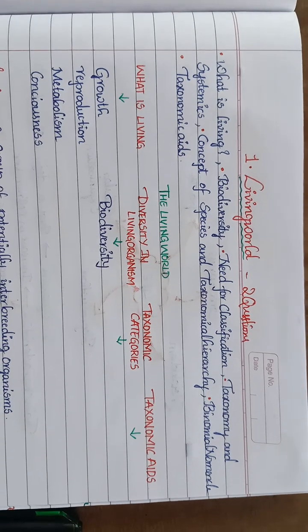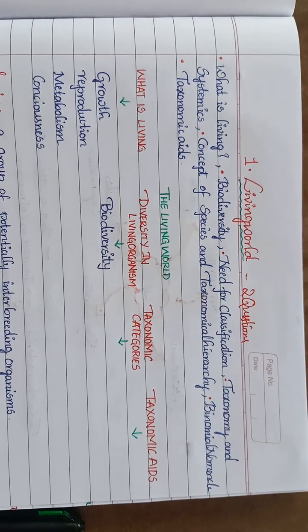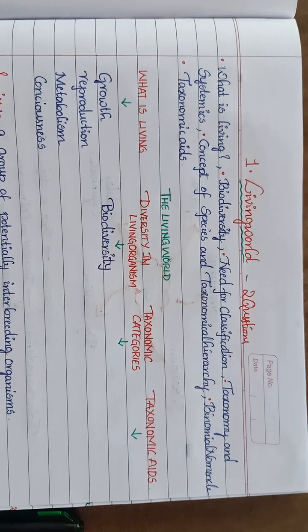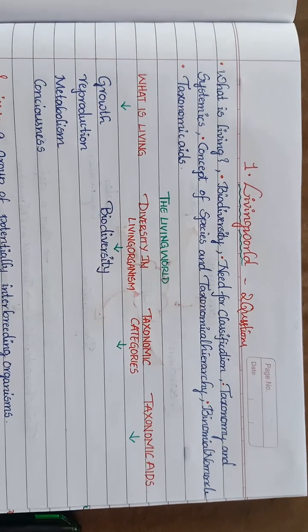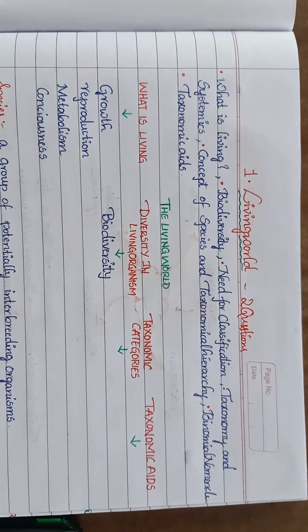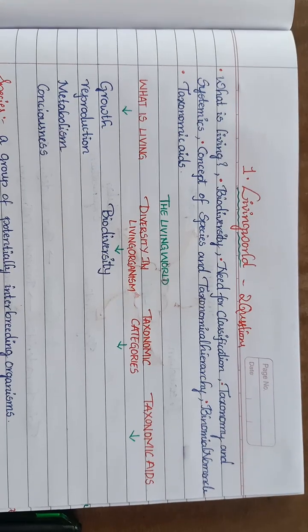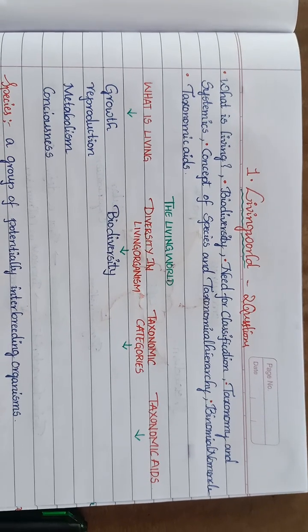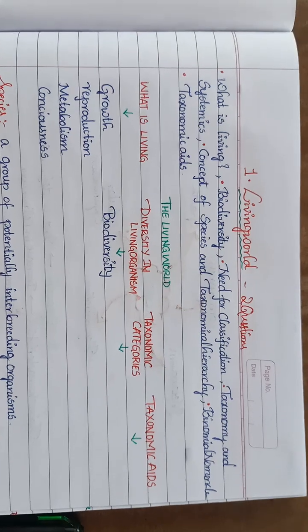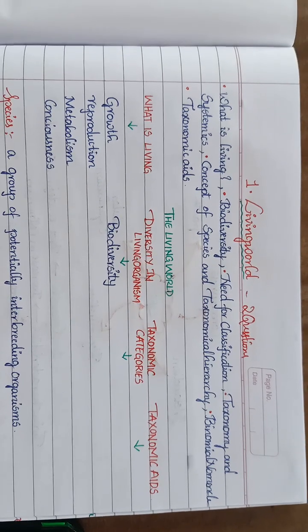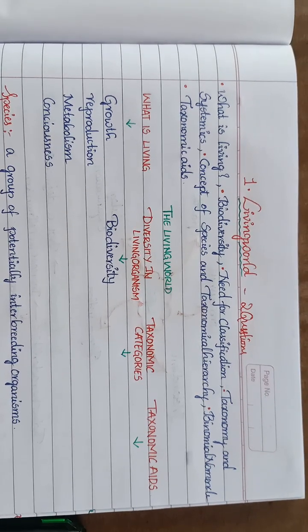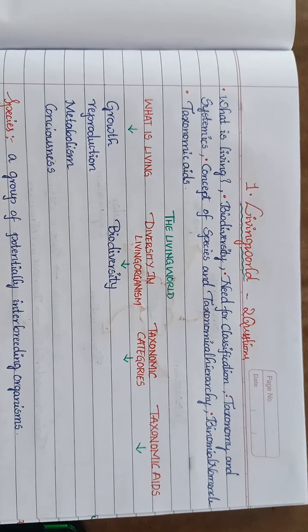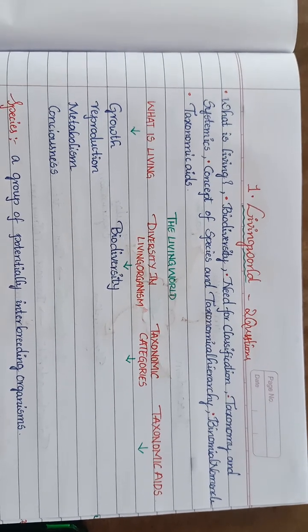Welcome back to a new session, which is about the Living World, Class 11, Chapter 1. In this chapter we'll discuss what is living, biodiversity, need for classification, taxonomy and systematics, and we also have the concept of species, taxonomical hierarchy, and binomial nomenclature.